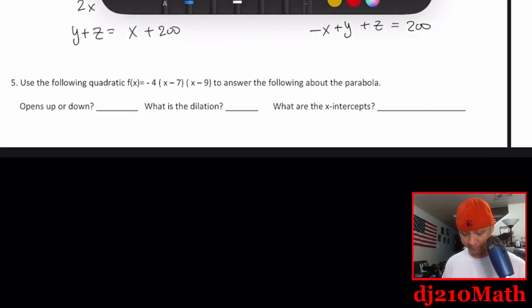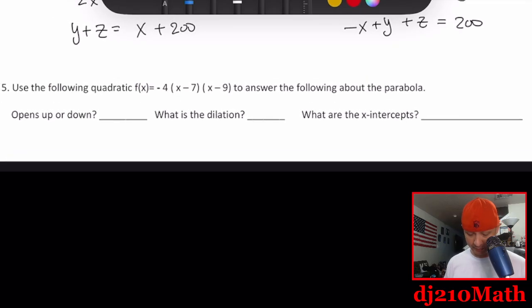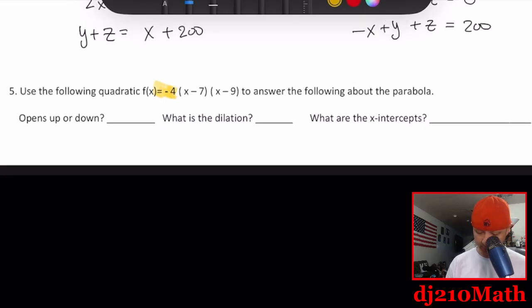All right, number 5. Use the following quadratic to answer some questions. Okay, up or down? Well, A is -4, so down.